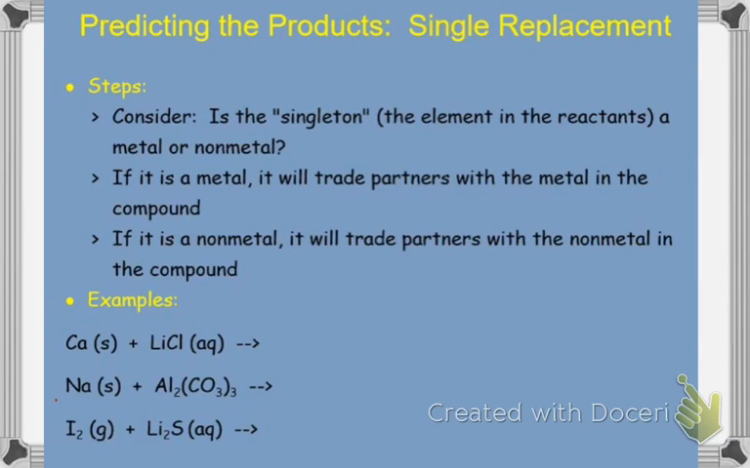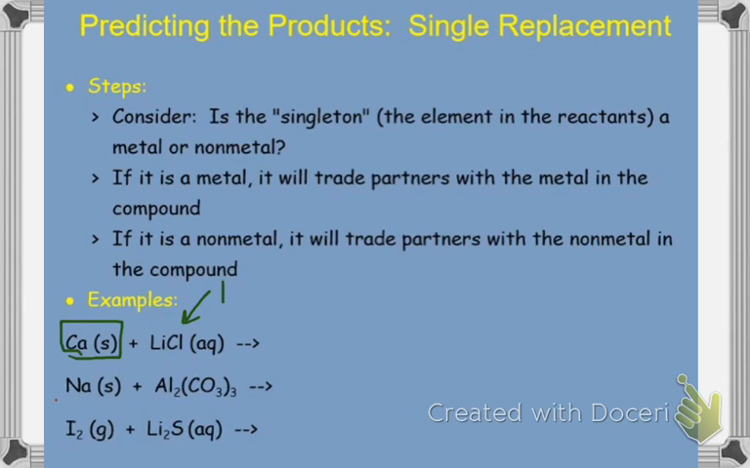Welcome, ladies and gentlemen, to our discussion about predicting the products of a reaction, specifically single replacement reactions. If we are going to guess what the products will be, we need to think about the pattern of what happens during a single replacement reaction. Now, in this type of reaction, you will have a single element. Notice down here in the examples, calcium is an element, reacting with some type of compound.